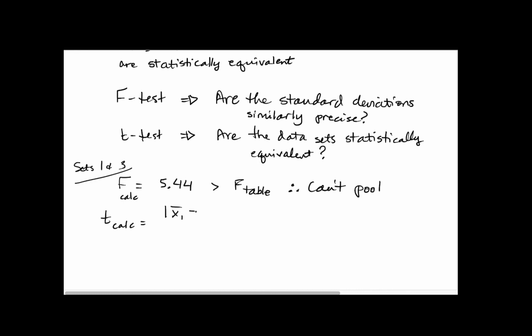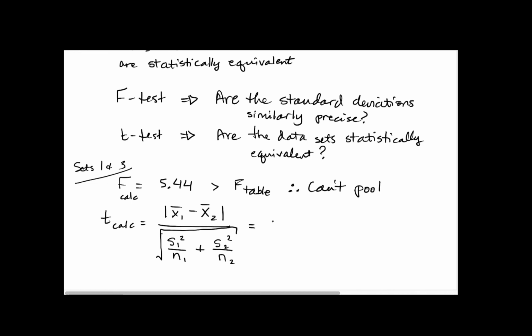It's pretty similar to the other one. We just actually don't have to calculate a separate pooled standard deviation. So we still take the difference between the means for the data sets, and then we're going to take the standard deviation of 1 divided by its data points, and the standard deviation of the other divided by its data points. We'll add those separately and take the square root.